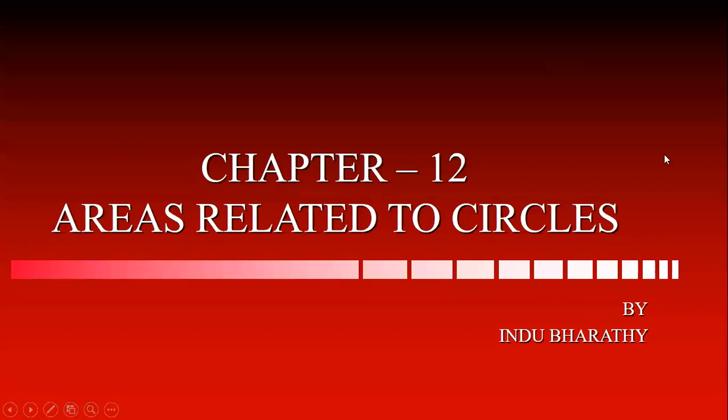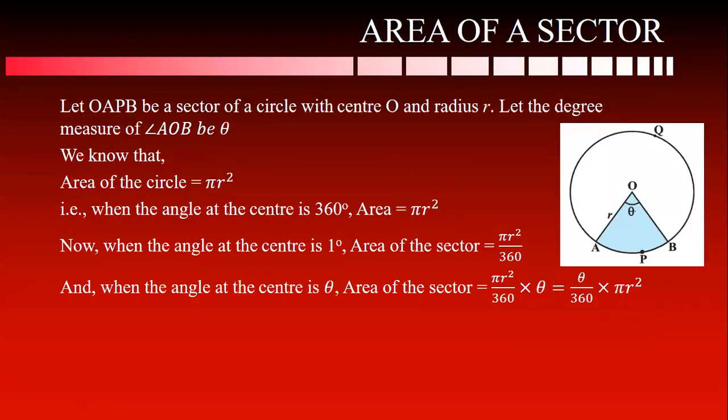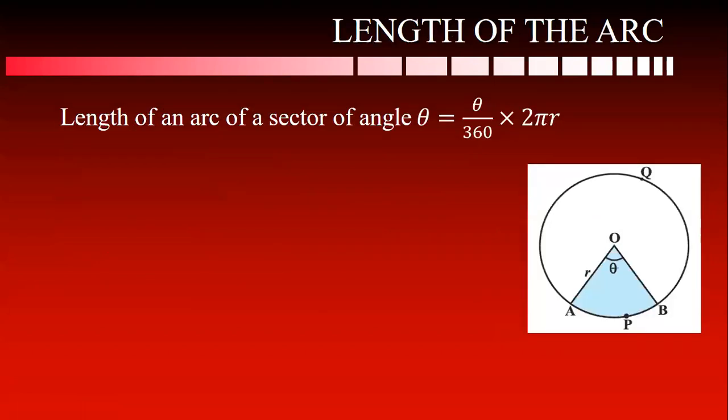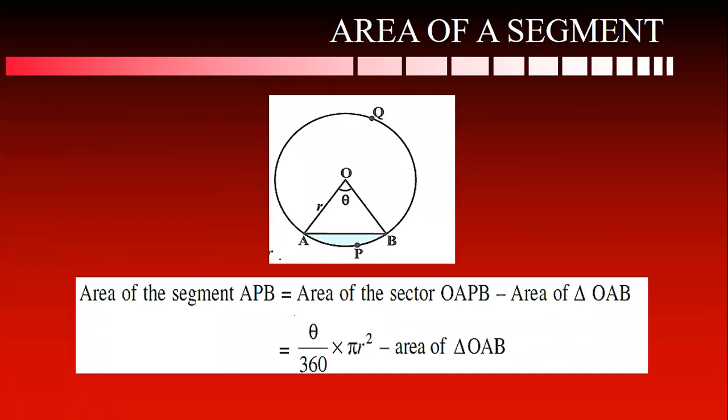Good morning, everyone. In this video, we'll continue with chapter 12, areas related to circles. We know that the area of the sector is pi r square into theta by 360. Length of the arc is theta by 360 into 2 pi r. Area of the segment is area of the sector minus area of the triangle. That is theta by 360 into pi r square minus area of triangle OAB for this figure.